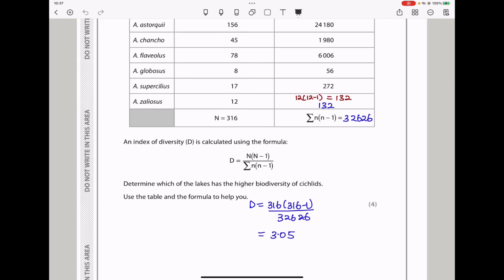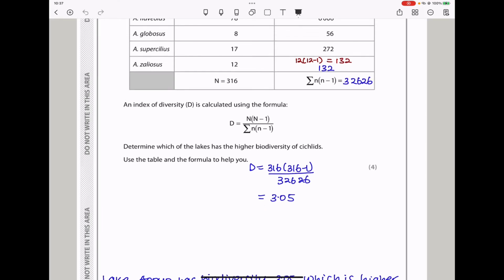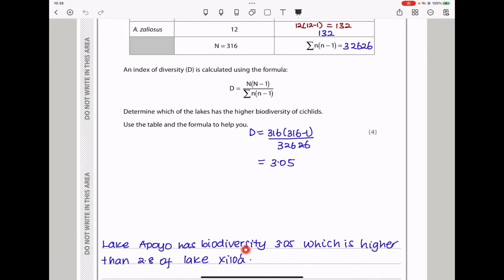So down here to calculate the diversity index, an index of diversity is calculated using this formula. Determine which of the lakes has the higher biodiversity of cichlids, and use the table and the formula to help you. So we already have this sum. So all I did is substitute. Since we have that, now this is going to be 316 times 315, which we have here, divided by the answer we get here, and I got 3.05 as my answer. So here I said, Lake Apoyo has biodiversity of 3.05, which is higher than the 2.8 of Lake Shiloah.